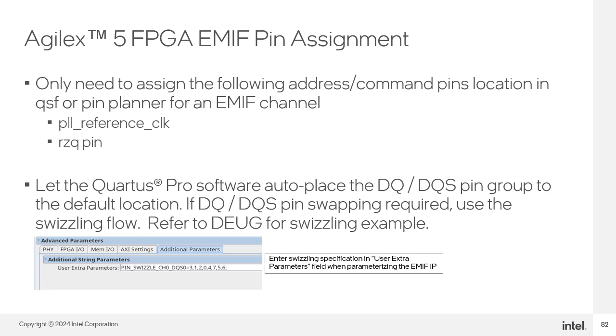For DQ and DQS pins, do not assign any pin location assignment. Let the Quartus Pro software place the DQ/DQS pins to their default locations. If DQ/DQS pin swapping is required, use the swizzling flow. In this flow, enter the swizzling specification in the User Extra Parameters field when parameterizing the EMIF IP. Refer to Design Example User Guide for swizzling example. This pin assignment method is applicable to both Fabric EMIF and HPS EMIF on Intel Agilex 5 devices.